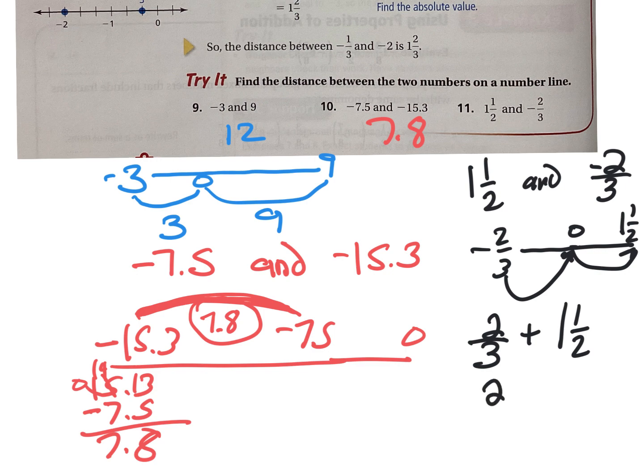That's 2/3 plus 3/2. Now I need common denominators. I'll come over here. They'll both be 6. So that would be 4/6 plus, let's see, that's times 3, so that's 9/6. And when I do that, it is 13/6.